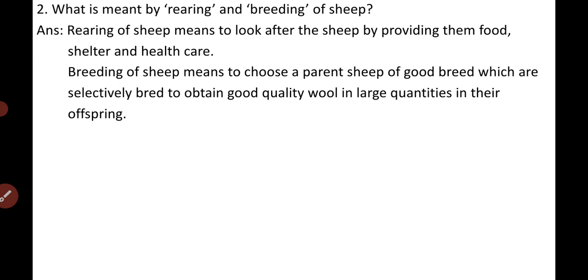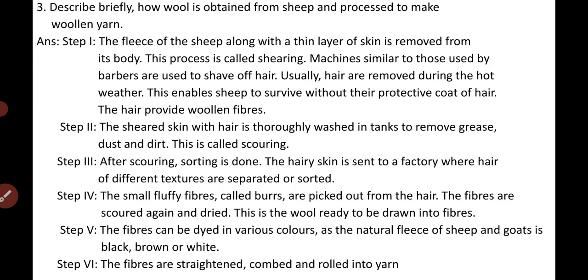The good parent sheep are selectively bred with some other sheep, female sheep or male sheep. A male sheep is basically bred with a female sheep, both of which should be of good quality, by which they provide good quality wool. So to obtain good quality wool in large quantities in their offspring, this process is done. This is called selective breeding. Okay, clear? Next, move to the next question.